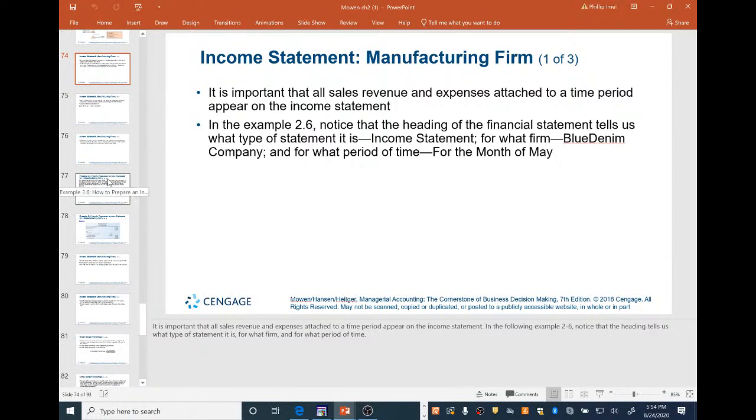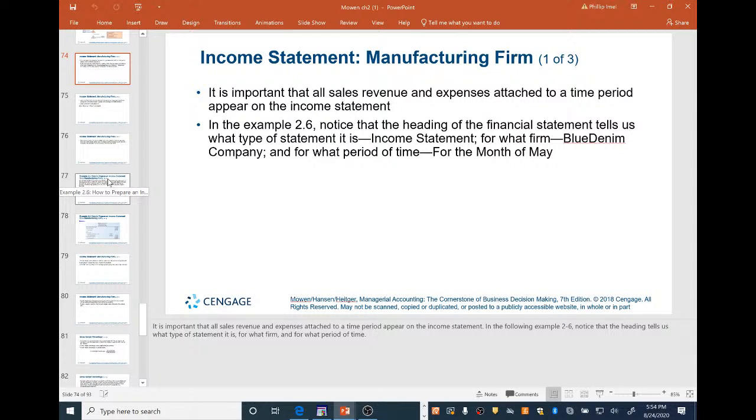Okay, let's talk about the income statement for a manufacturing firm, okay? Because remember, we're either going to be like a manufacturing firm or merchandising or like a servicing firm, right? So let's start with manufacturing. It is important that all sales revenue and expenses attached to a time period appear on the income statement.